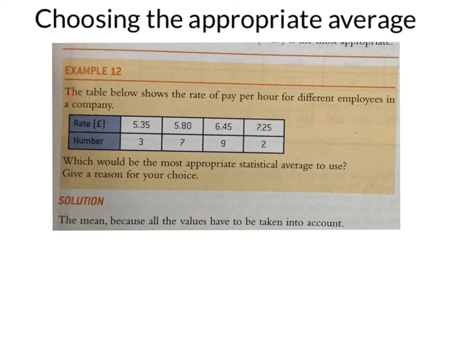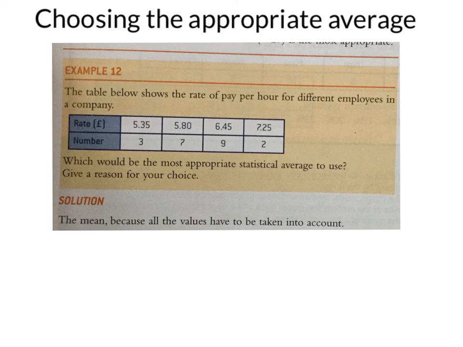Example 12. The table below shows the rate of pay per hour for different employees in a company. And you've got the rate they're paid and the number of people who are paid that amount. So 7 people are paid 5.80 and so on. Which would be the most appropriate statistical average to use? Give a reason for your choice.